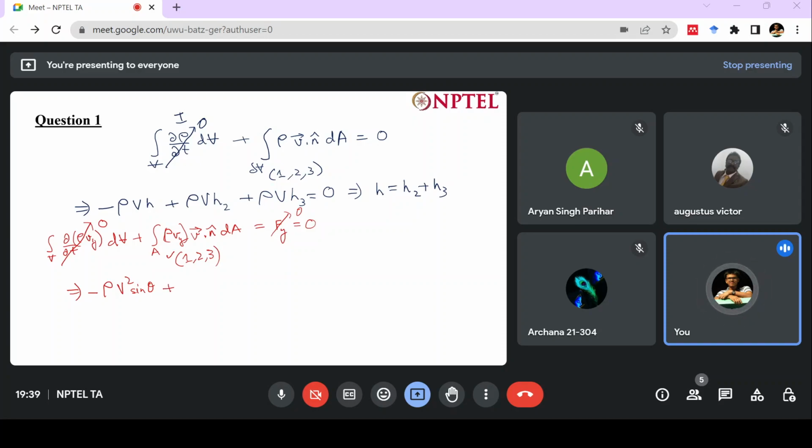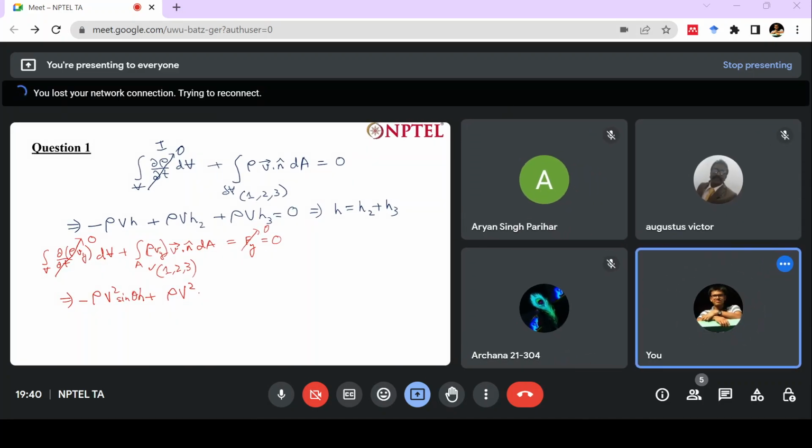And similarly, I can do it for surface two and surface three. Okay, area I have not mentioned. So area will be h, unit width. So similarly for surface two, here Vy is positive V, and this is in the outward direction. So this will also be positive V. So V square. This is H2.